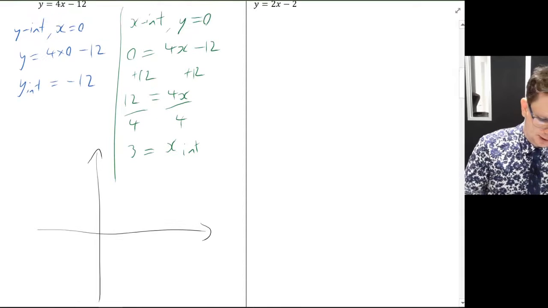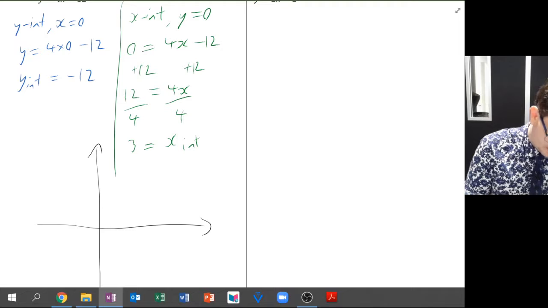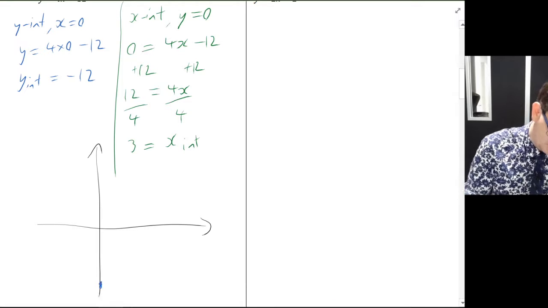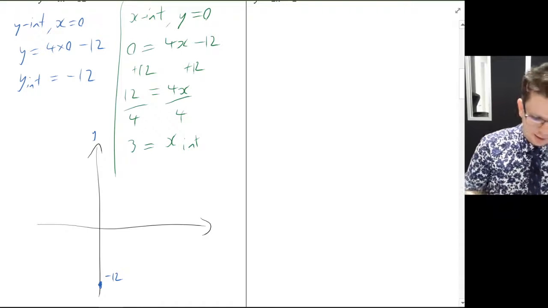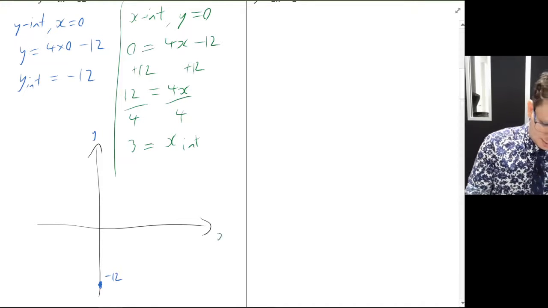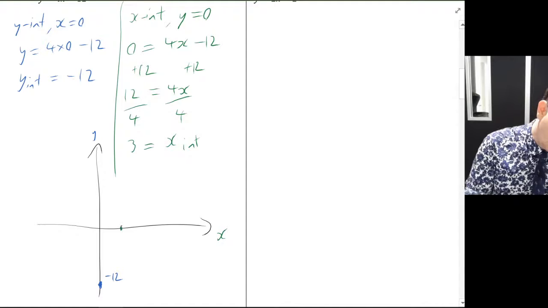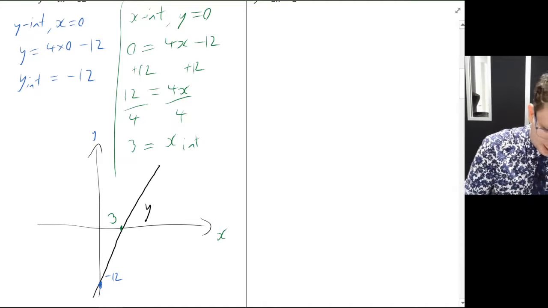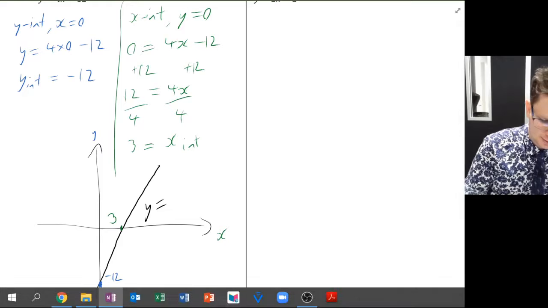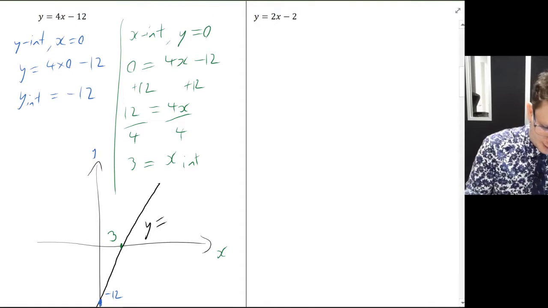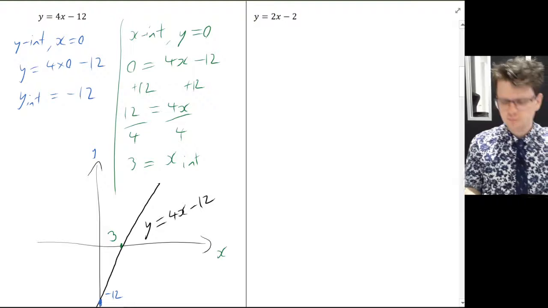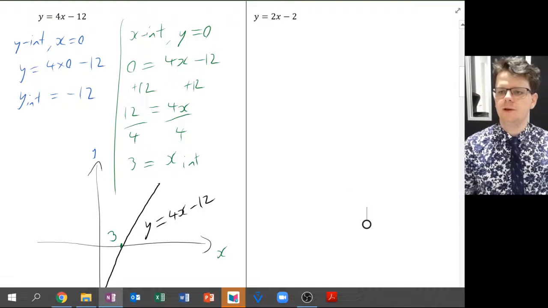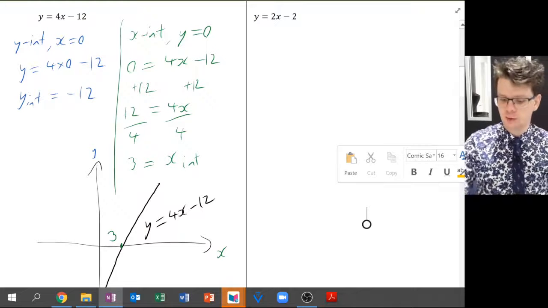Might need a bit more negative. Ah well. So negative 12 I'm going to set to be about down here, because remembering this is my y-axis. And my x-intercept is on this line, and if that's 12, this will be about 3. Let's draw a straight line through them. That is a sketch of y is equal to 4x minus 12. So, pause the video, see if you can do the same thing for your one.